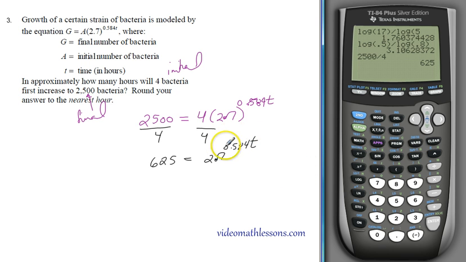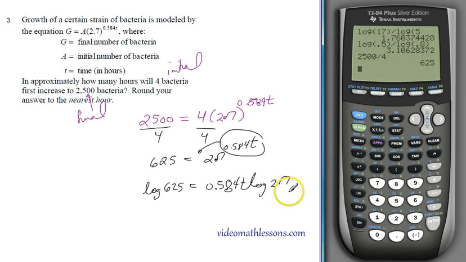Now, this is just a really nasty looking decimal, but that's okay, because this whole exponent will go down in front when I take the log of both sides. So log 625 equals 0.584, and you don't really need the 0, but it just helps you to show that there's a decimal there. And T, notice the T goes with it, times log, don't forget the log, 2.7.